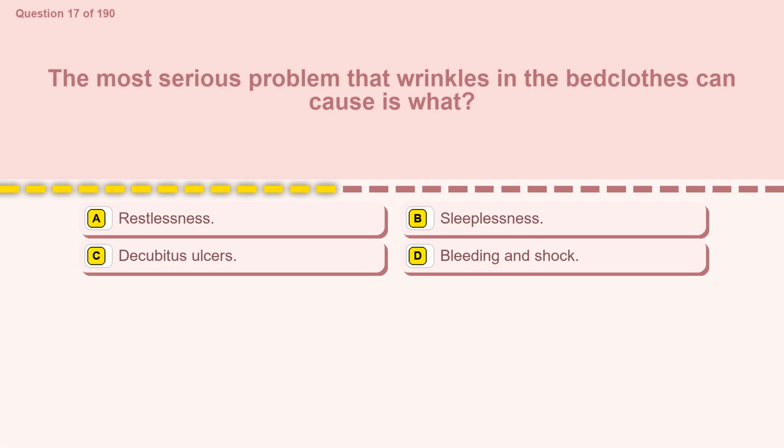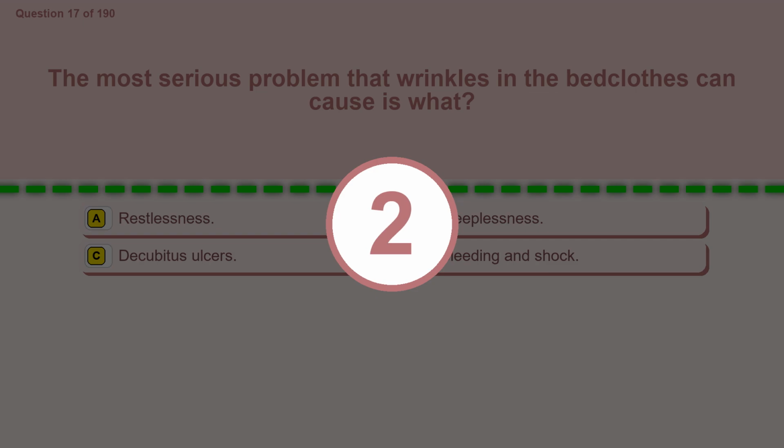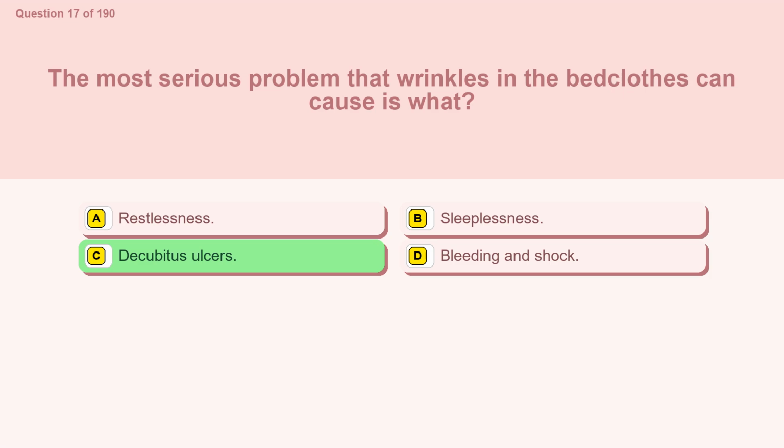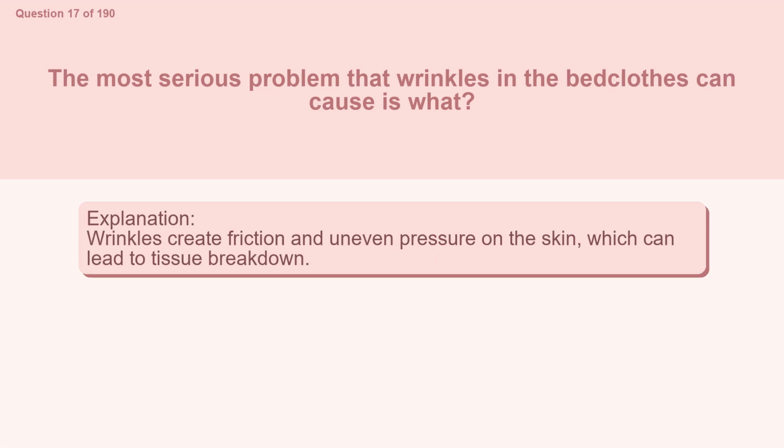Option A. Restlessness. Option B. Sleeplessness. Option C. Decubitus ulcers. Option D. Bleeding in shock. The correct answer is option C. Decubitus ulcers. Wrinkles create friction and uneven pressure on the skin, which can lead to tissue breakdown.